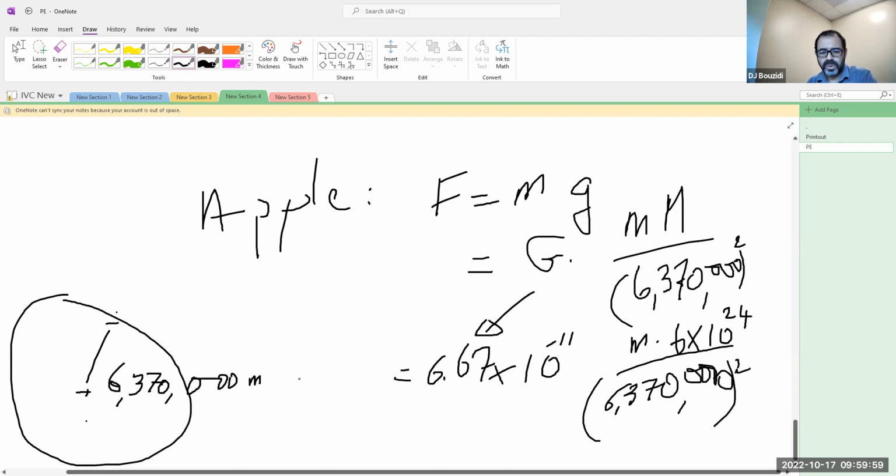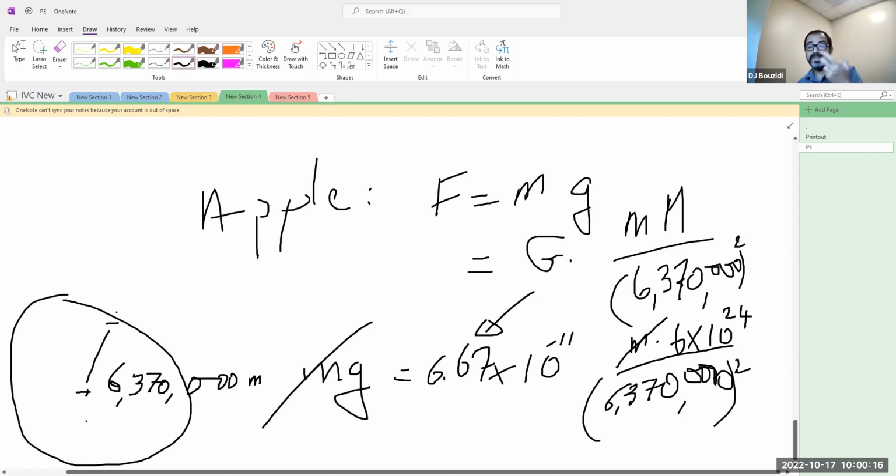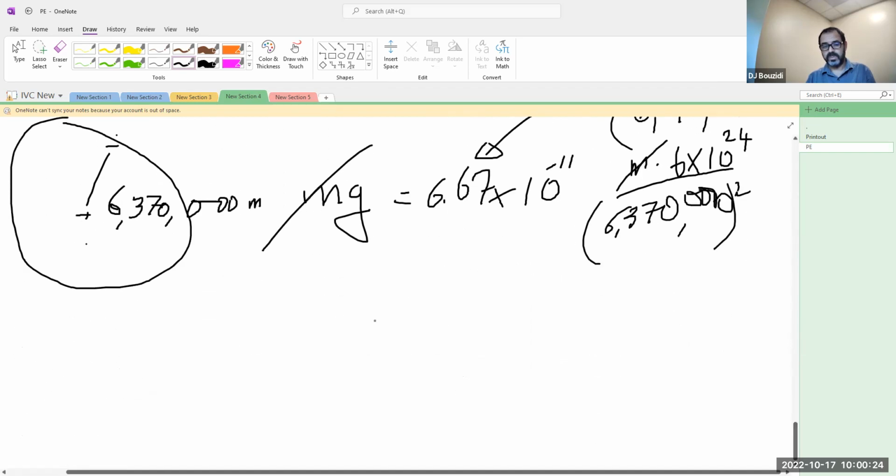Now, this must be equal to the weight of the apple, mg. Cancel the m of the m. So that's why it doesn't matter really if we're talking about an apple or the mass that we dropped the other day in the free fall, or any mass that falls on the earth, as long as it's small enough. It's going to cancel anyway. So the value of g really should be, remember, g is about 9.8. That's what Mr. Galileo found.